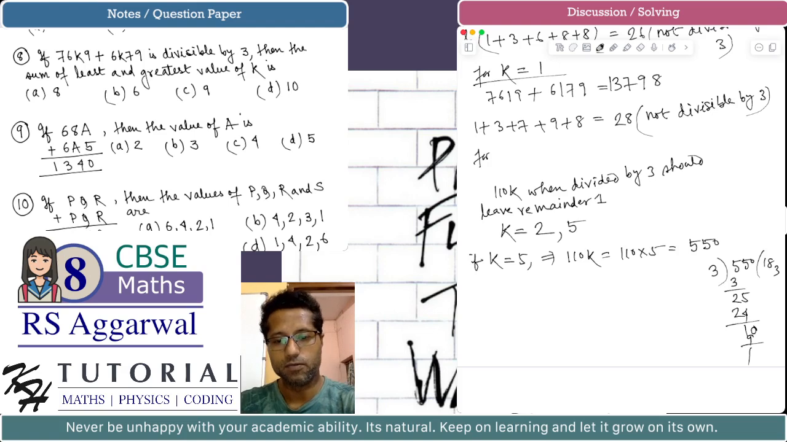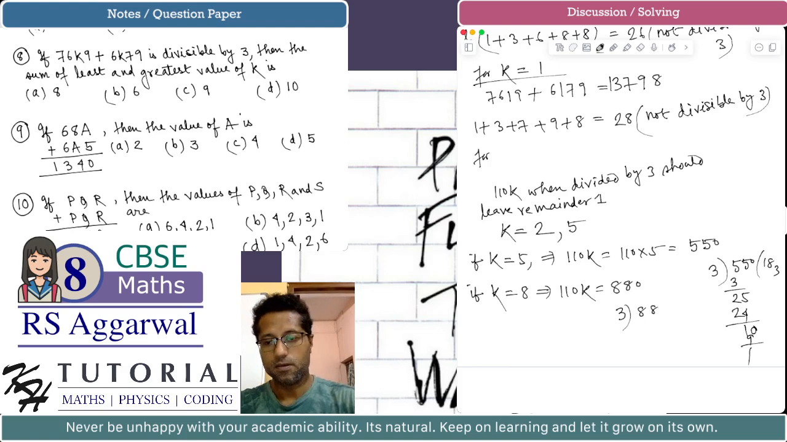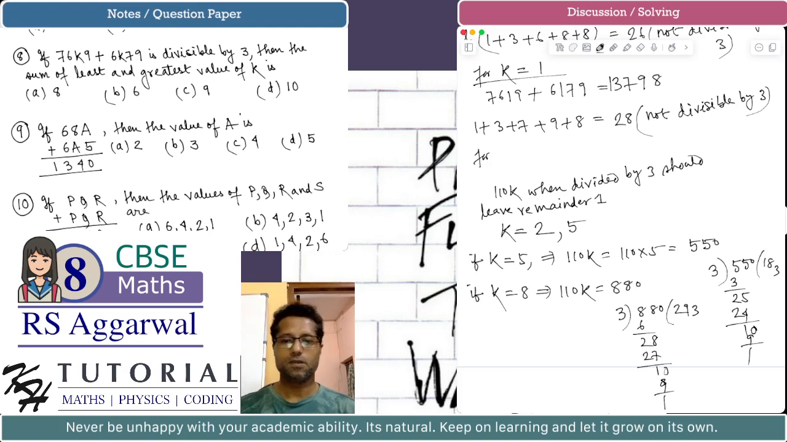So let's see, if k is equal to 8, this implies 110k is equal to 880. Now let's see what is the remainder when 880 is divided by 3. We have 2, 6, 2, 8, 9, 27, 1, 0 and 3, 9 and 1. So we are having a remainder 1. So k equals 8 is also a possible solution.